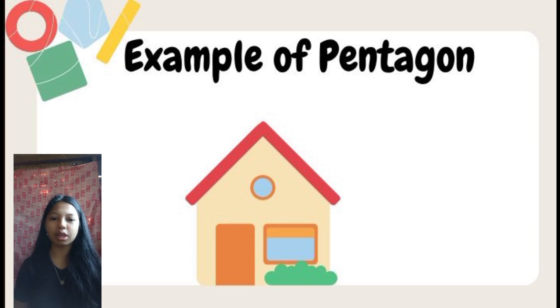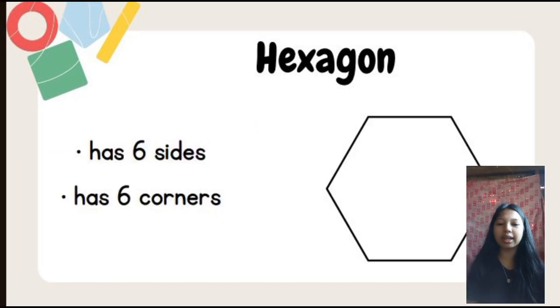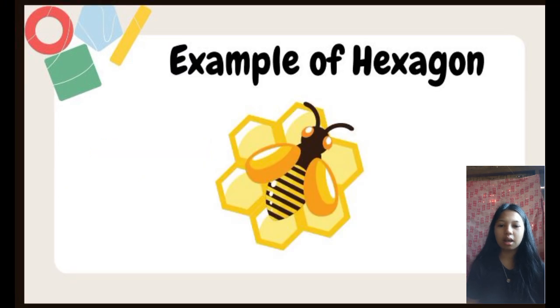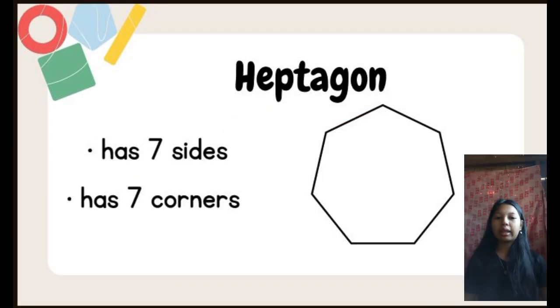Here are the examples of a pentagon. A hexagon has six sides and six corners. Here are the examples of a hexagon. The example of these is the honeycomb made by bees. The next example is a heptagon. A heptagon has seven sides and seven corners. It is not a so common shape, but you can imagine any shape that has seven.